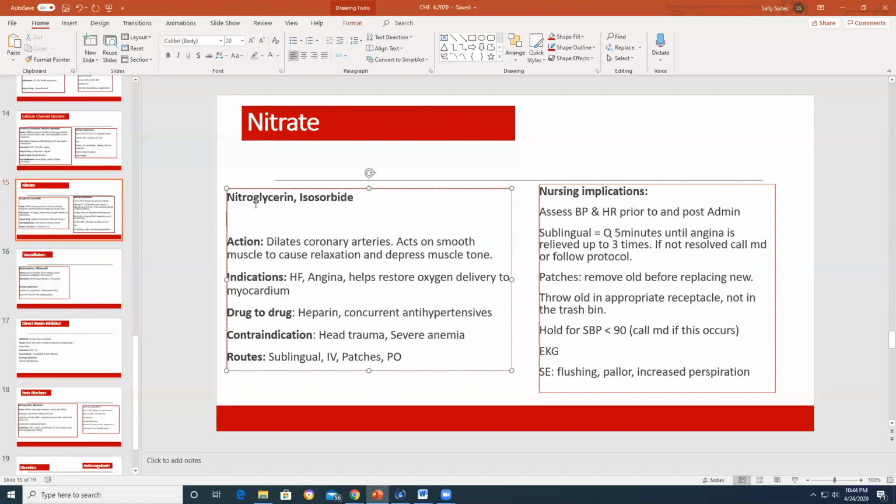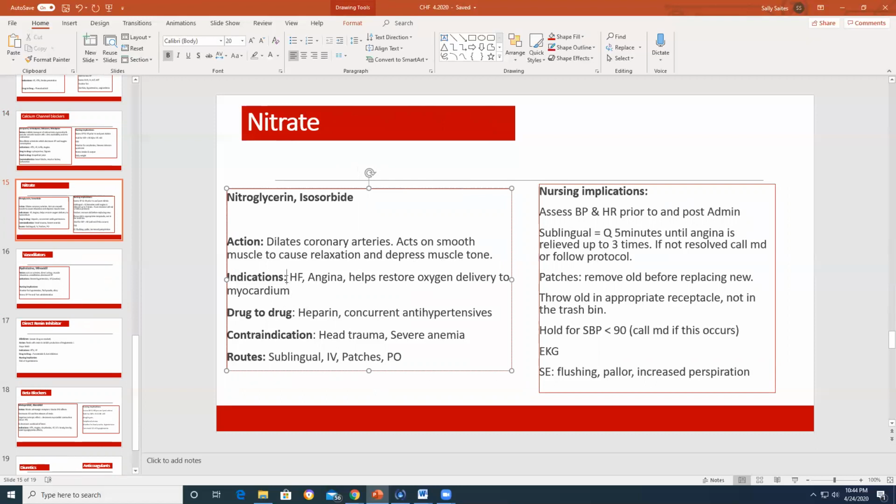Our nitrates. So nitroglycerin, we spoke about this. Also isosorbide, it's the same family, okay? Isosorbide, a lot of times we can give that IV. This is a direct acting dilator, so it dilates the coronary arteries. Causes relaxation and depresses muscle tone. So it dilates, opens everything up, works really quickly. Heart failure, angina, helps restore oxygen delivery to the myocardium.